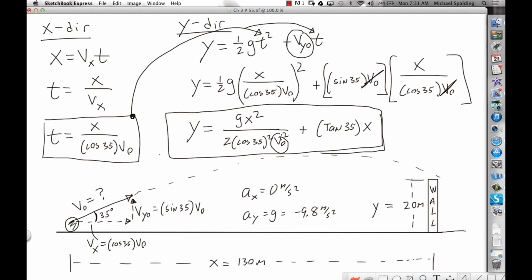So now it becomes algebra. But I want to make you aware, you have to plug gravity in as negative 9.8, right? And then what's this y going to be? 20. And then what else? X is what? 130. So I'm going to let you guys do the algebra. You can do this. It's like solving for x. The only thing missing in here is V initial. So you solve for V initial from that equation, and you get 41.6.